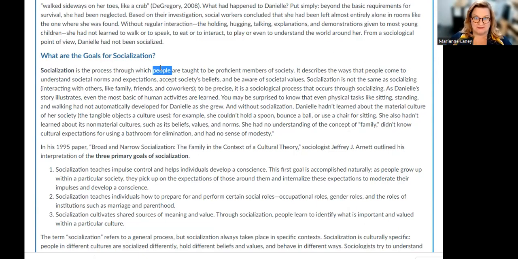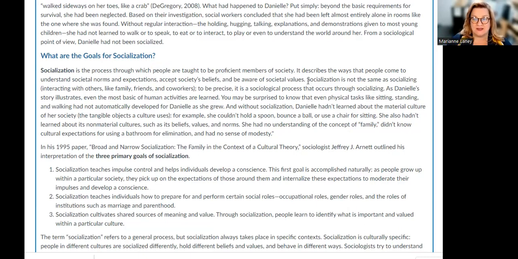Think of it like if you work at Chipotle, you are a part of Chipotle society and you have to be a proficient member, or guess what? You're fired. And that's okay. You move on to the next place. But in our society, if you don't become a proficient member, you run into a lot of problems. I mean, you could even end up being incarcerated or worse. So again, socialization is a lifelong process.